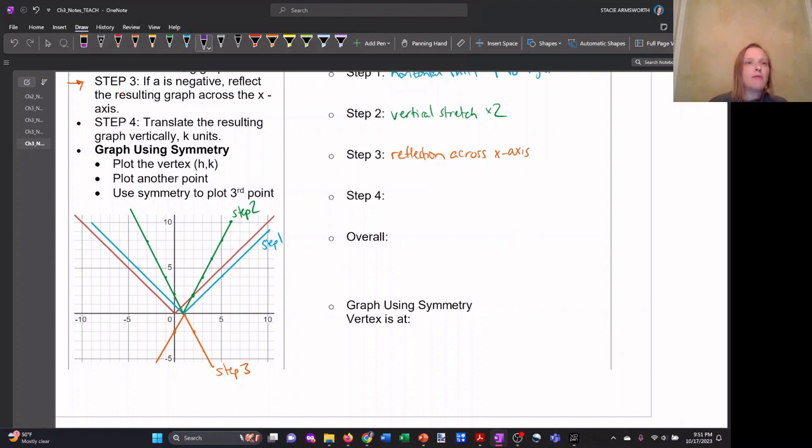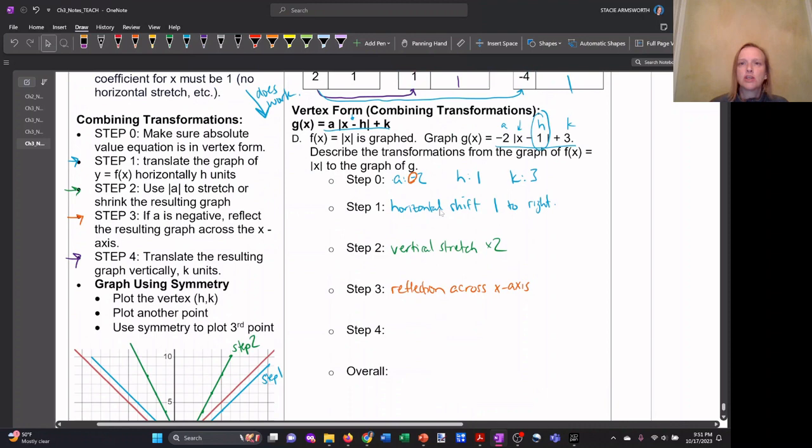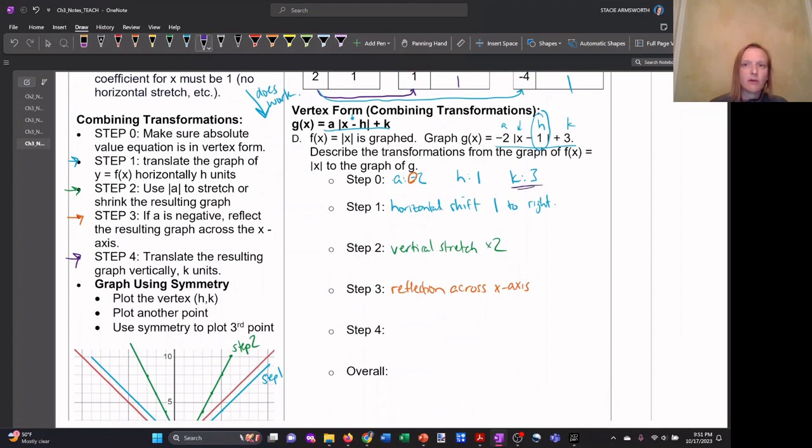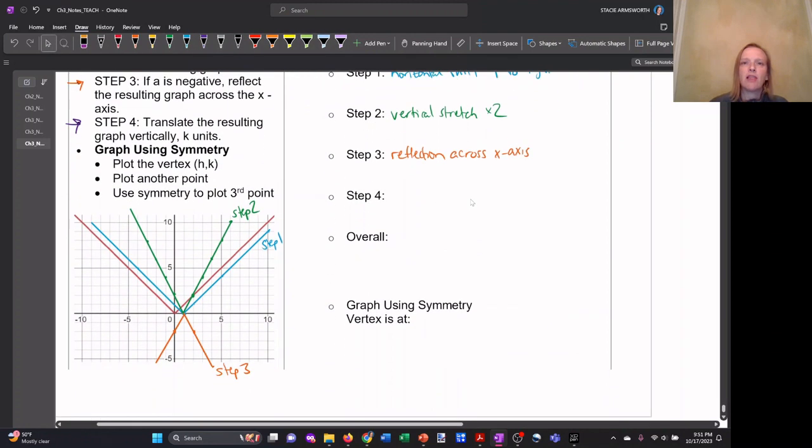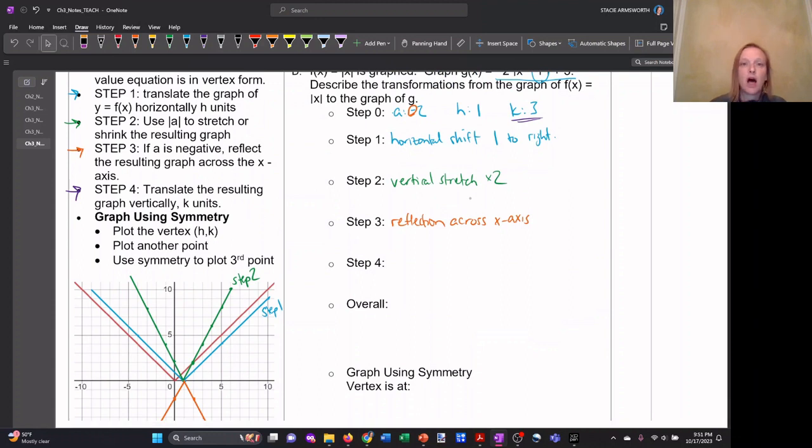And then with step 4, if there's any vertical translation, that happens last. So that K was my vertical translation, and I'm going to take care of that last. It's going to be a shift upwards of 3 units. So this is a vertical shift. Up 3. So instead of the vertex being here on the x-axis, I want to move up 1, 2, 3.